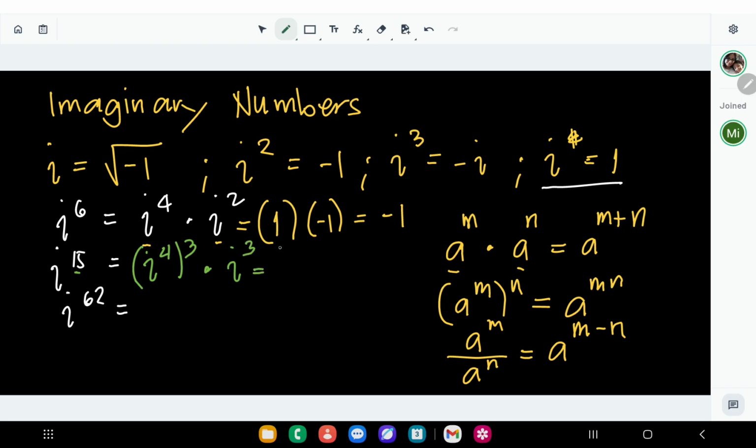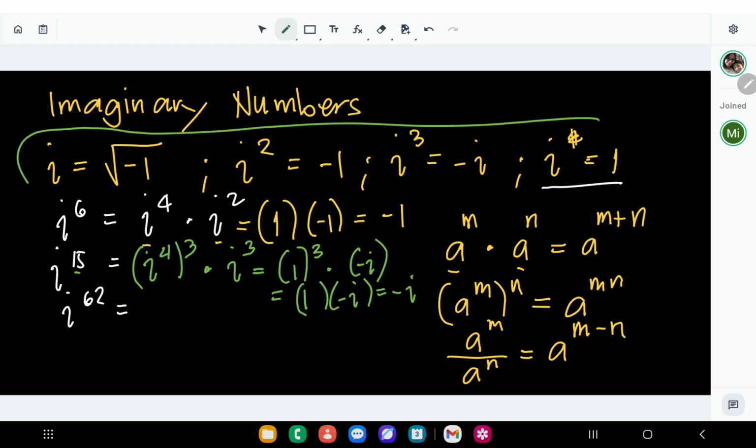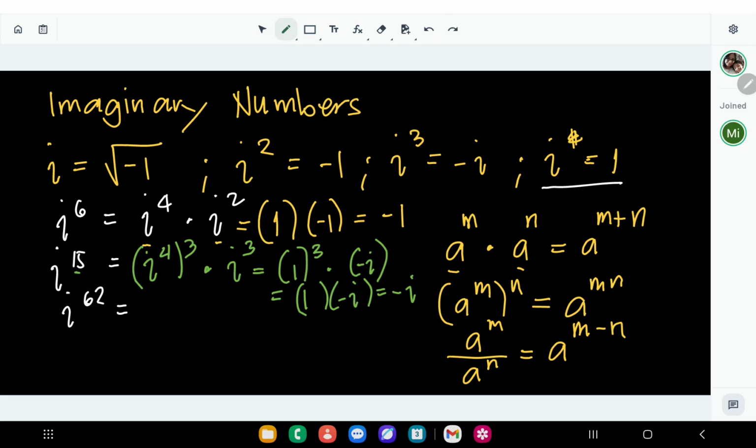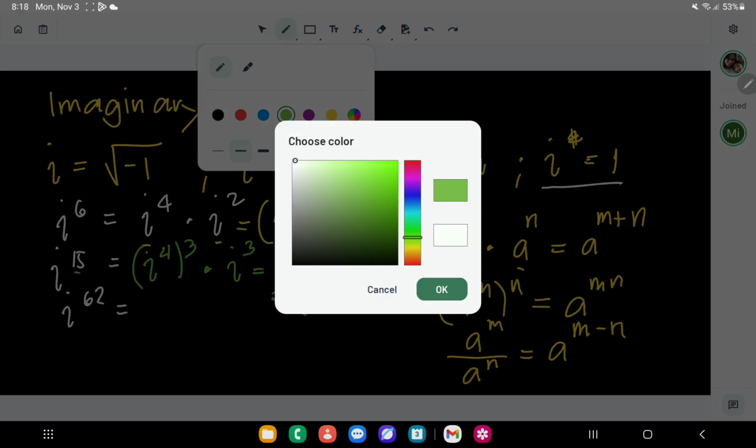That's how you're going to do that. And then you simplify. i to the 4th is 1. So that is 1 cubed. And then i cubed is this one, you already have that one, negative i. So this is just 1 times negative i, which is equal to negative i. So you have to remember this, alright? The cyclic powers of i, and also the law of exponents. These are really helpful.